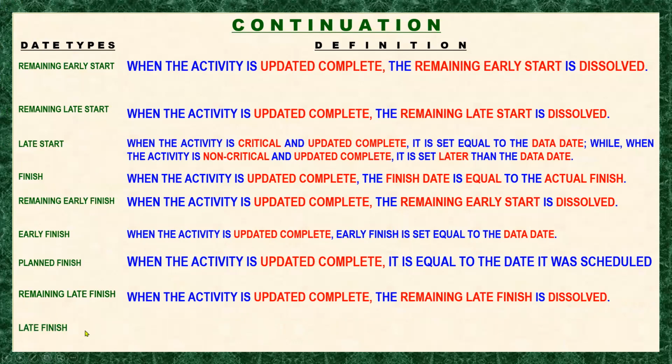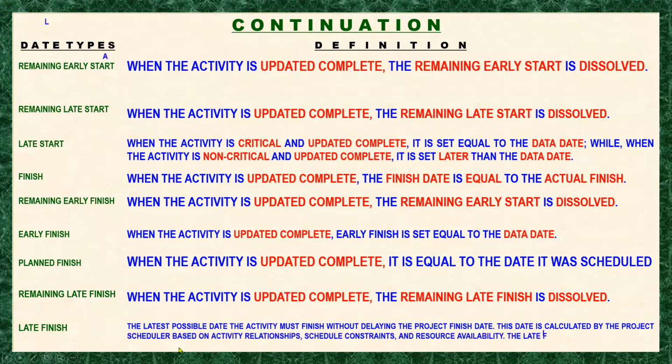And we will go to the late finish. That is the latest possible date the activity must finish without delaying the project finish date. This date is calculated by the project scheduler based on activity relationships, schedule constraints, and resource availability. So the late finish equals the remaining late finish unless you preserve the schedule late dates during the labeling. So let's go to late finish.